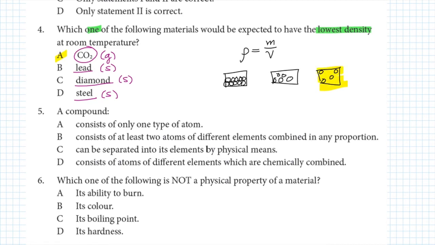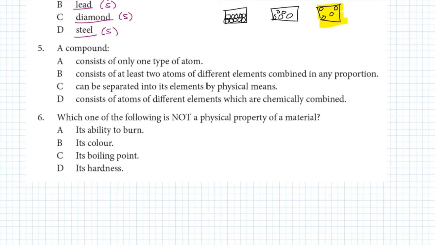On to question 5. This question says a compound A, consists of only one type of atom, B, consists of at least 2 atoms of different elements in any proportion, C, can be separated into elements by physical means, and D, consists of atoms of different elements which are chemically combined. Well, we know that a compound consists of more than one type of atom. It is an element that consists of only one type of atom, so option A is incorrect.